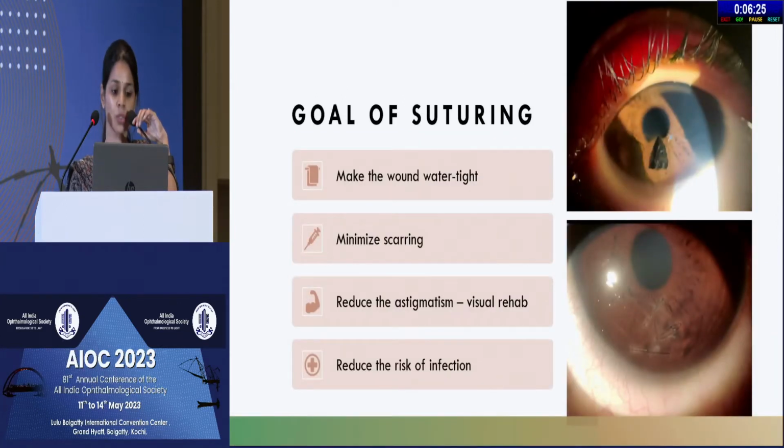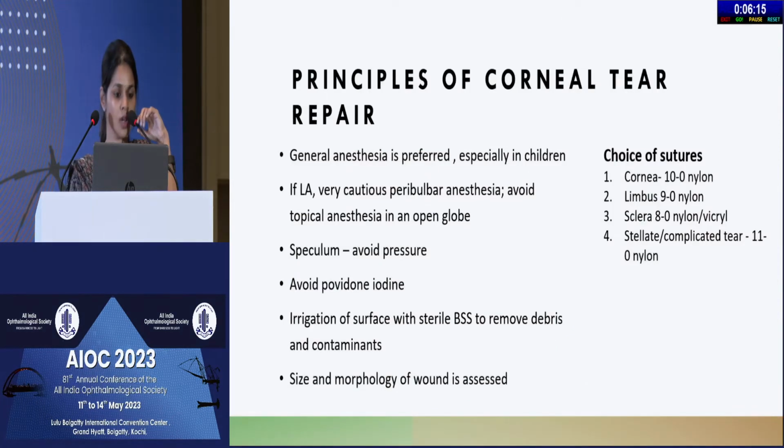So what are the goals of suturing? We want to make the wound watertight, we want to minimize scarring, we want to reduce the astigmatism and provide visual rehabilitation and reduce the risk of infection. So we prefer general anesthesia, especially in children. If it is not possible, we can give a very cautious peribulbar anesthesia. We have to avoid topical proparacaine in an open globe injury.